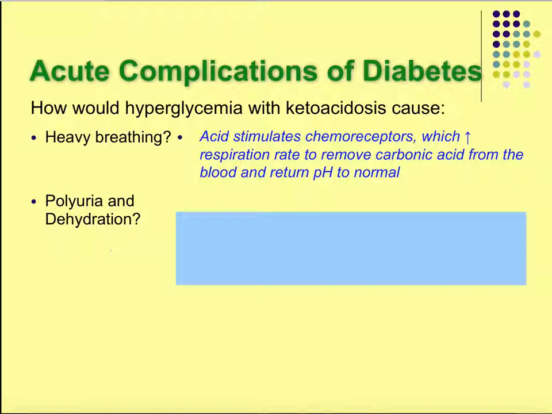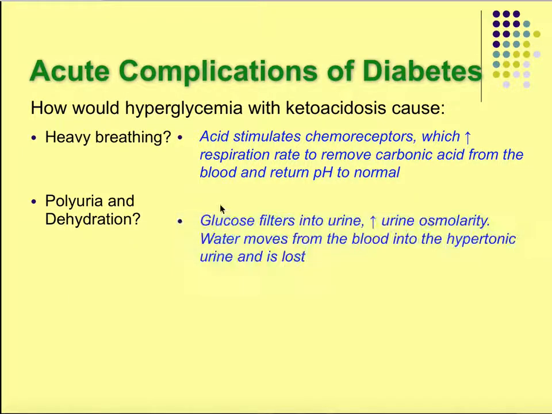Now, why would hyperglycemia and ketoacidosis lead to polyuria and dehydration? Well, all of that glucose in the blood eventually shows up in your urine. And with more solutes in your urine, we're going to hold on to more water and increase urination or fluid loss through our urinary system. And that means we're going to lose water in our blood, causing us to become dehydrated.